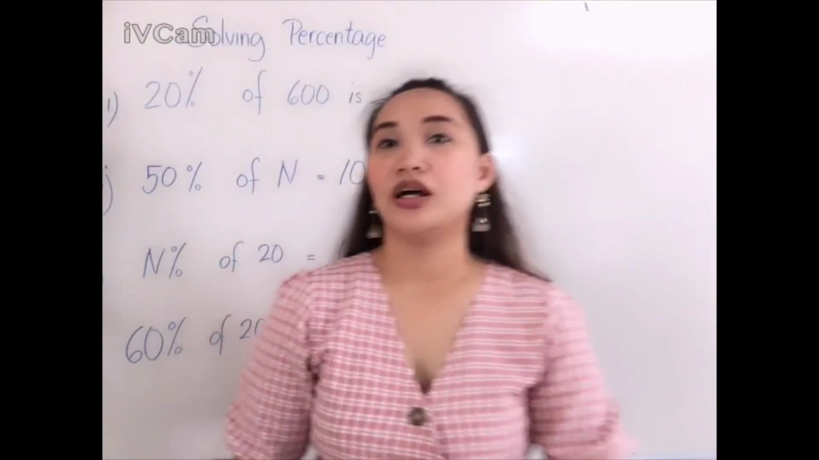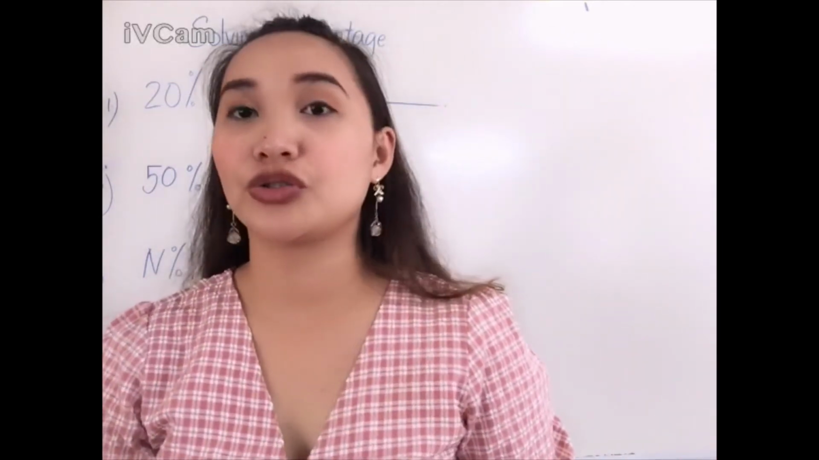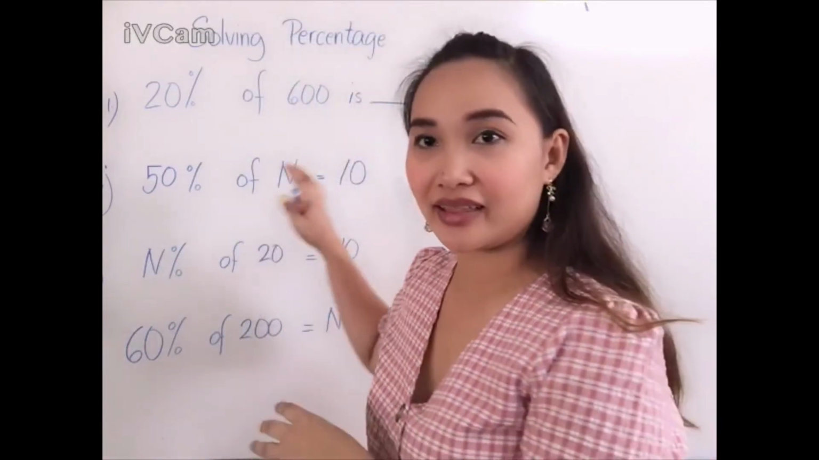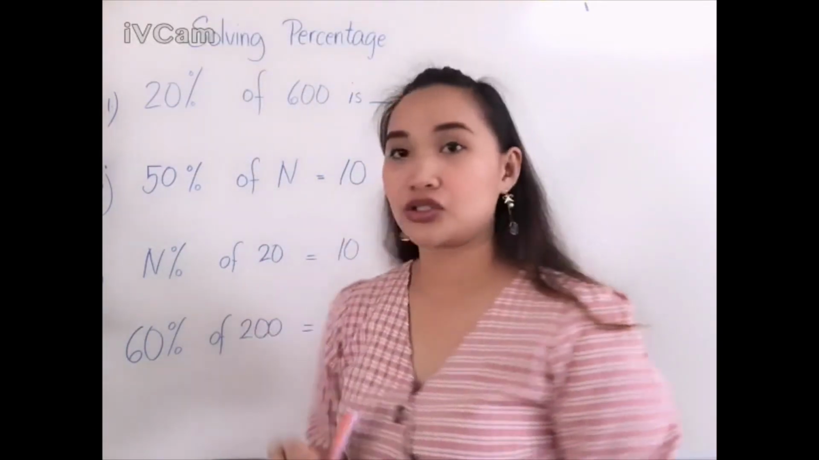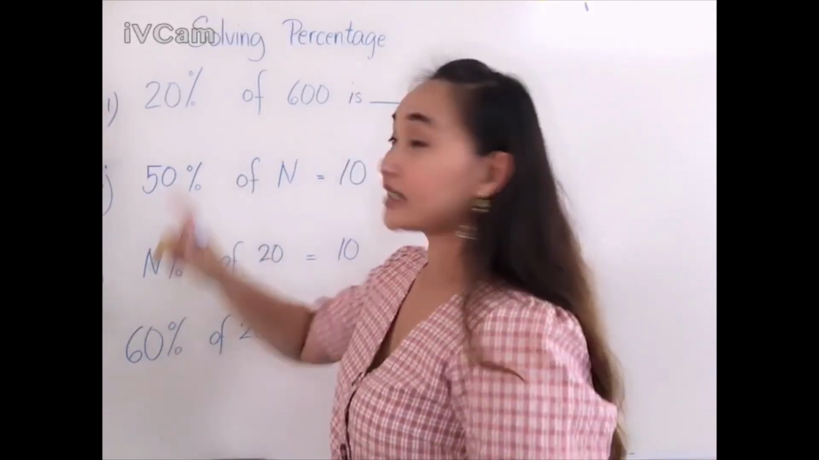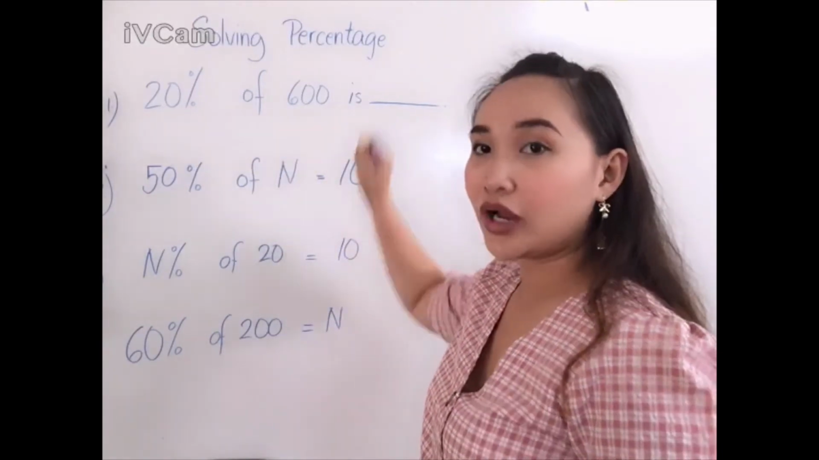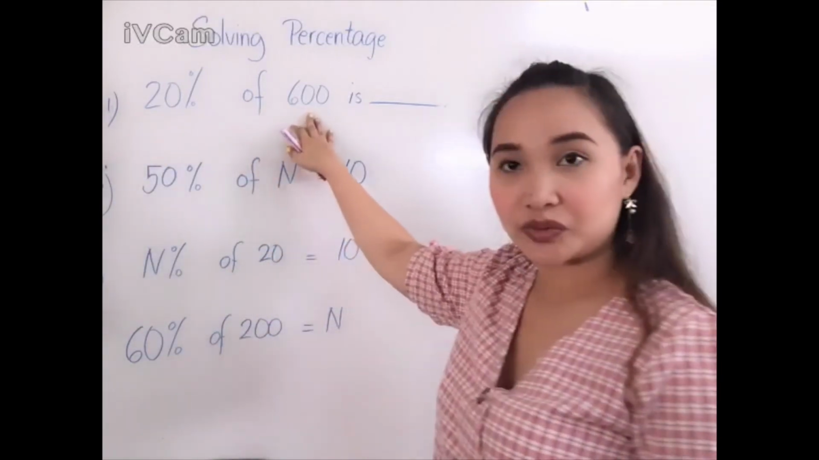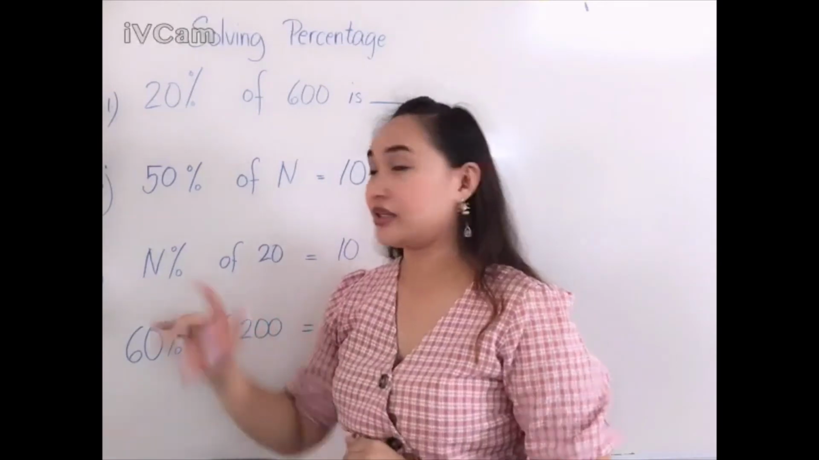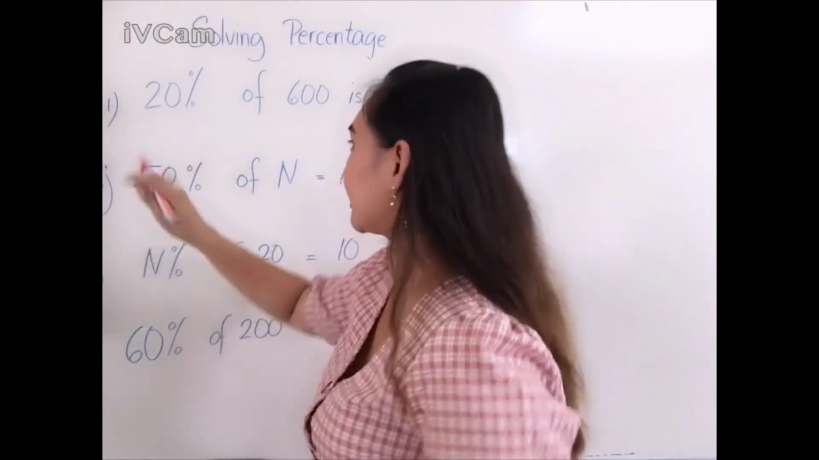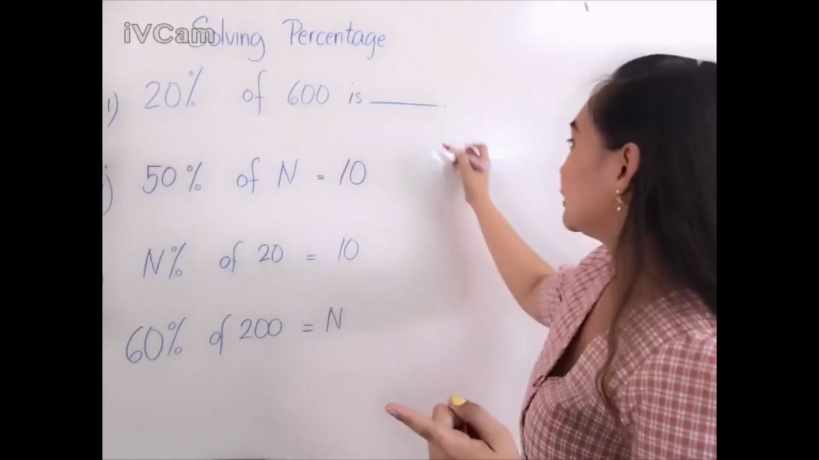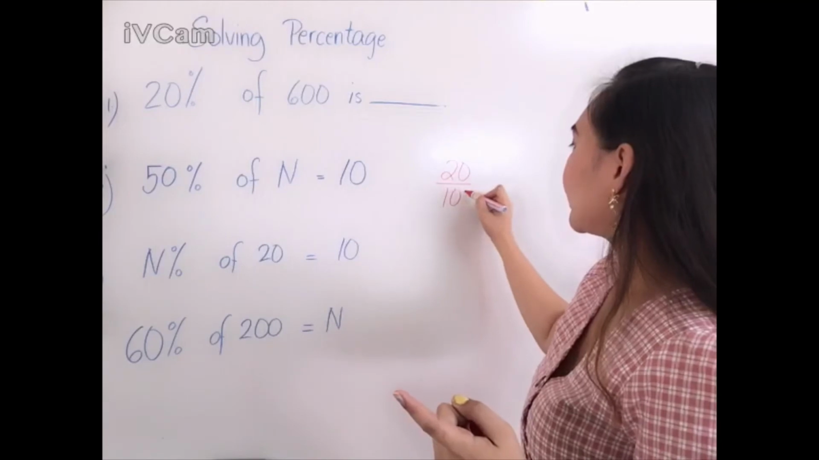Alright, let's continue. This topic is a continuation of the topic that we have, solving percentage. Before we move on to the word problems, we have to understand this. These are the basic questions for percentage. Example number one, we have 20% of 600 is what? Let's try. What is 20%? That is 20 over 100.